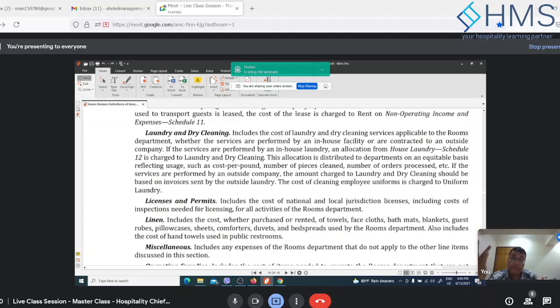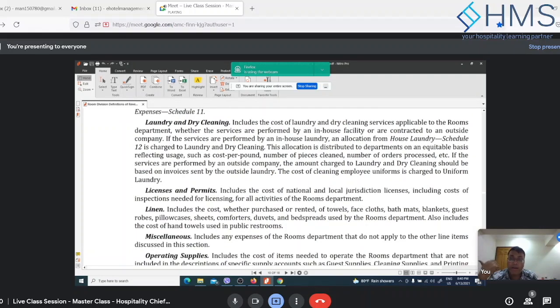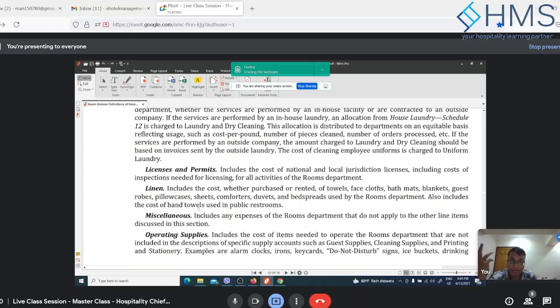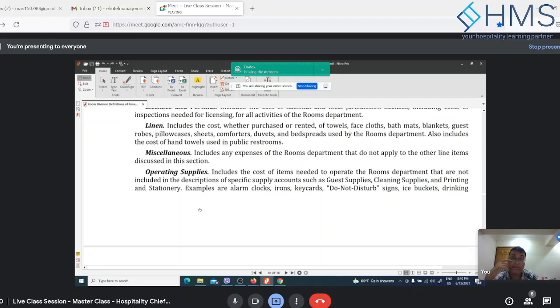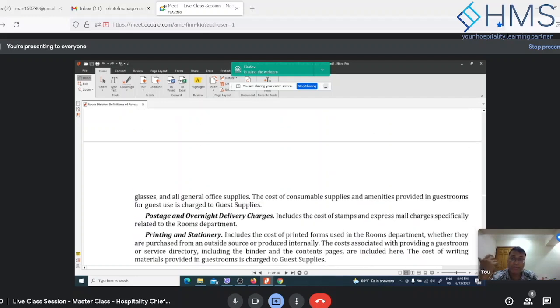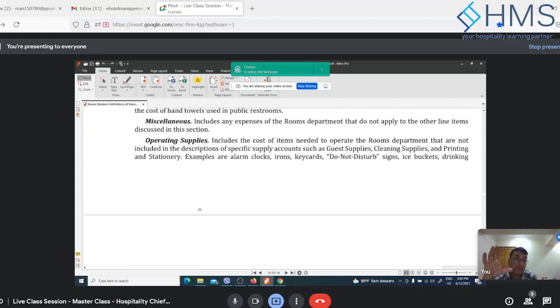Laundry allocations, we discussed that at great length the other day. License and permit, linens, and linens are pretty simple, so there's nothing else there. Operating supplies you will be putting in for all your in-room items, alarm clocks, irons, key cards, which are not a part of amenity, meaning they're not consumed by the guest, they're used by the guest, so it's not a consumption.